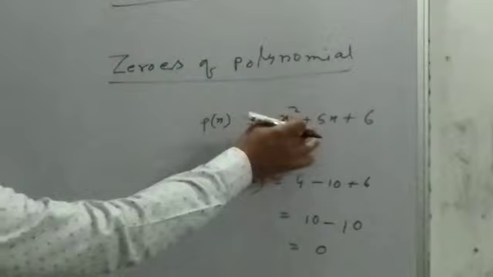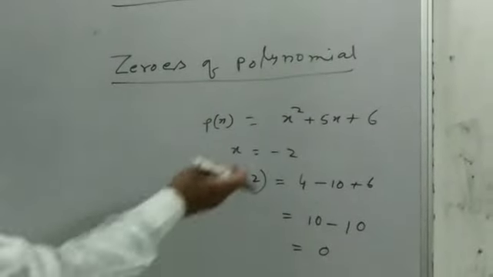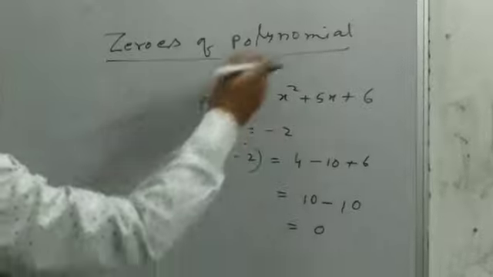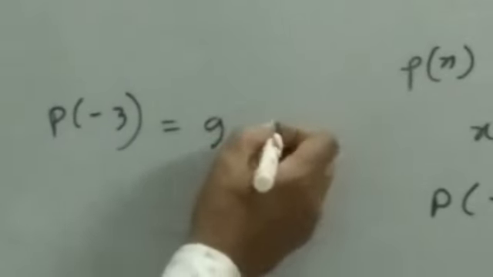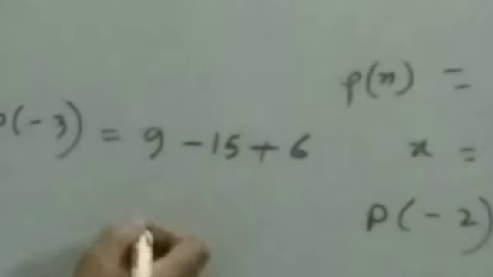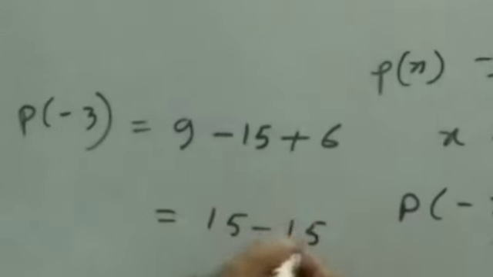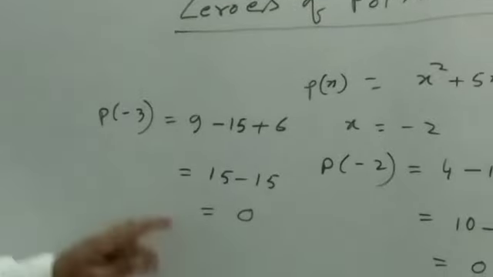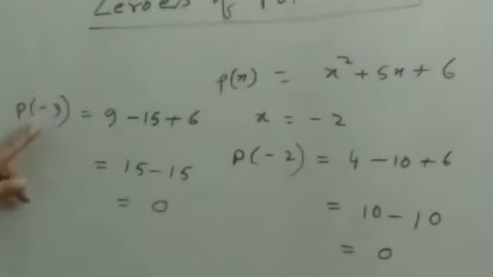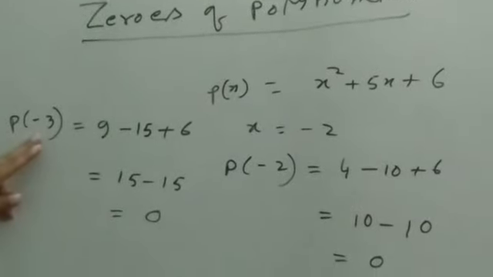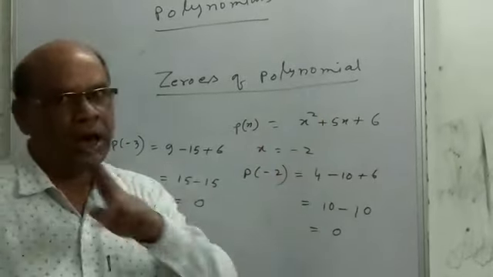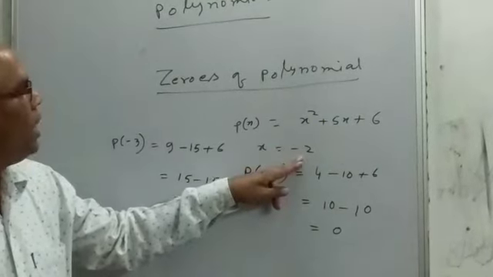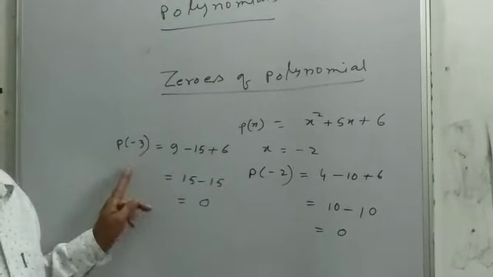Again, since this is a quadratic polynomial, there are two zeros. We got one zero, minus 2. Now again we put the value p(minus 3). Let us find the value. Minus 3 square is 9, then it is minus 15 plus 6. So 15 minus 15 is equal to 0. So the value of the polynomial at x equal to minus 3 is 0. So minus 3 is another zero of this polynomial. Since it is a quadratic polynomial, there are two zeros. One zero is minus 2 and another zero is minus 3.